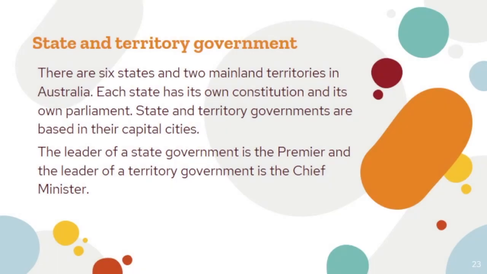There are 6 states and 2 mainland territories in Australia. Each state has its own constitution and its own parliament. State and territory governments are based in their capital cities. The leader of a state government is the Premier and the leader of a territory government is the Chief Minister.